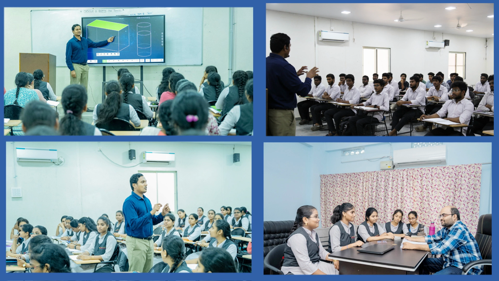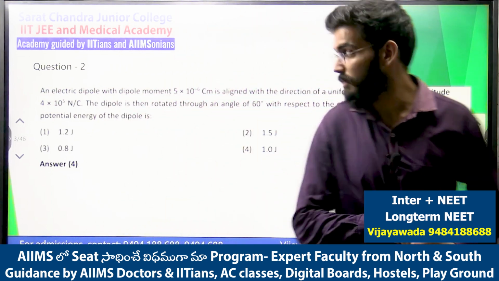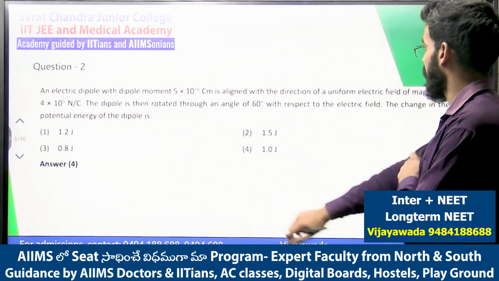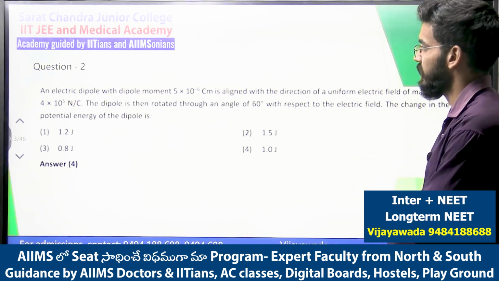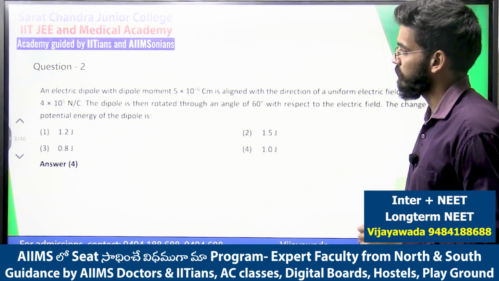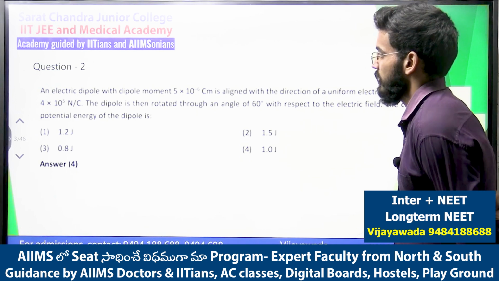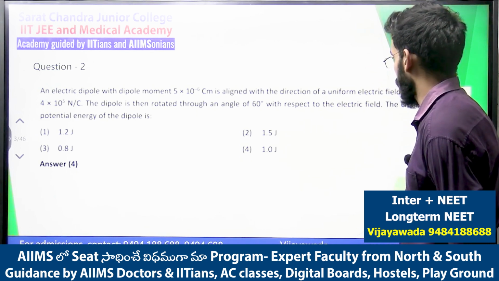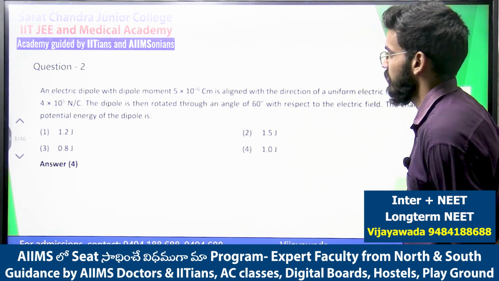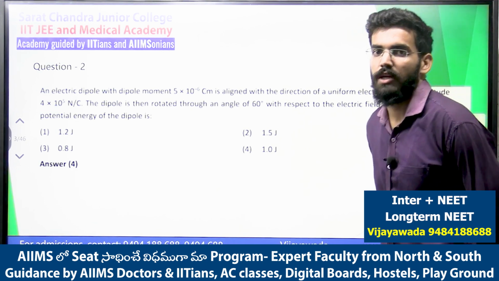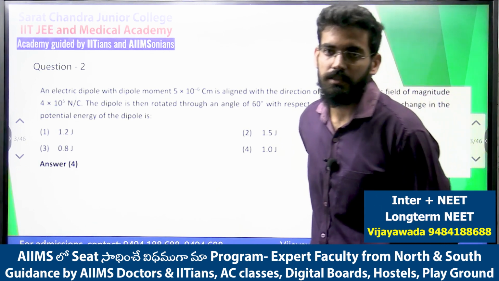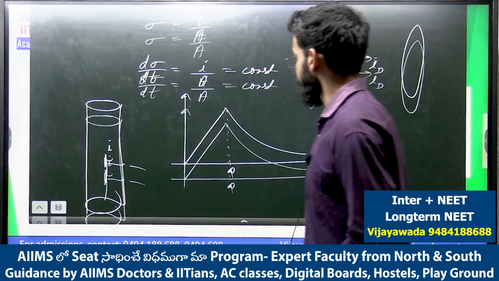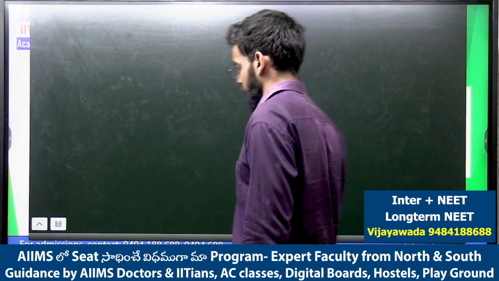Next question: an electric dipole with dipole moment 5 into 10 to the power minus 6 coulomb meter is aligned with the direction of a uniform electric field of magnitude 4 into 10 to the power 5 newton per coulomb. The dipole is then rotated through an angle of 60 degrees with respect to the electric field. Find the change in the potential energy. If you remember, we wrote the formula minus P dot E, so go by that formula.